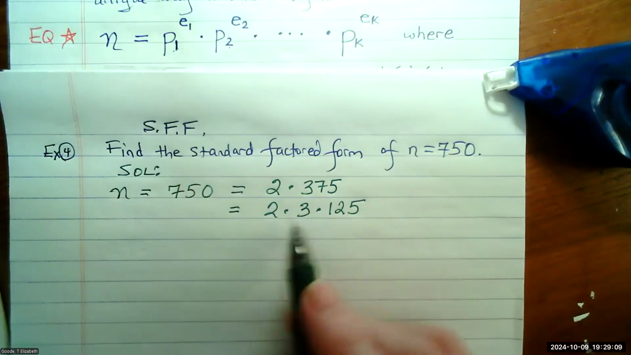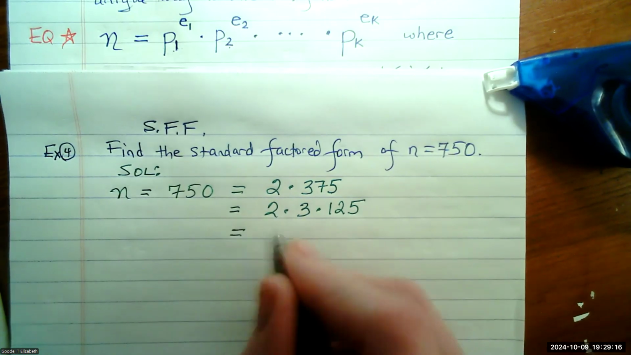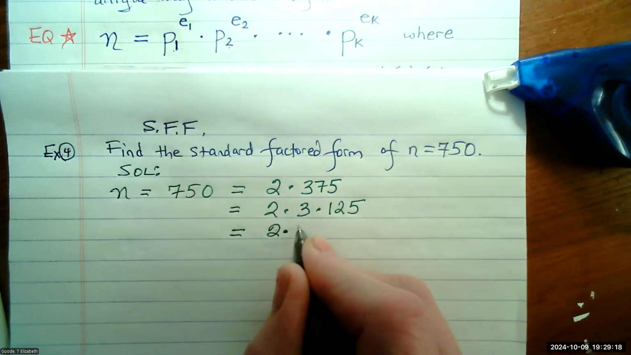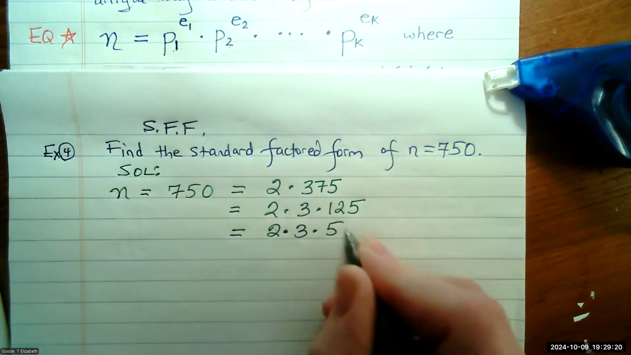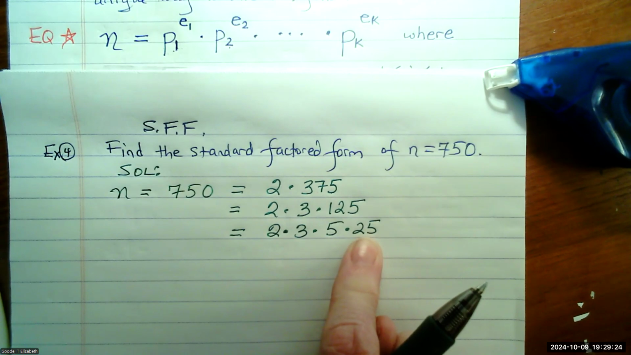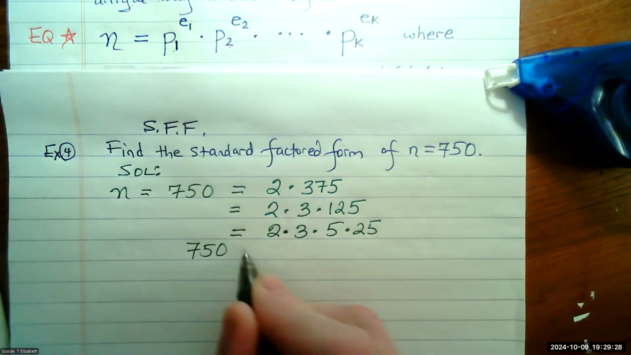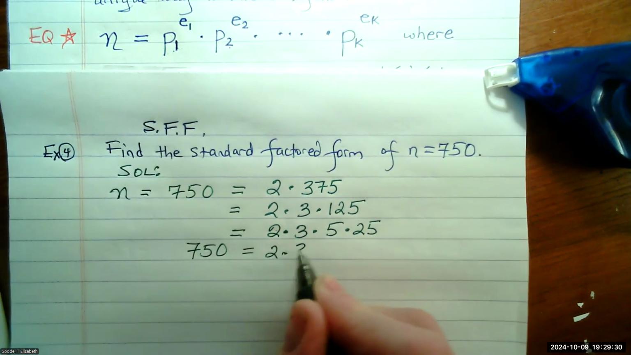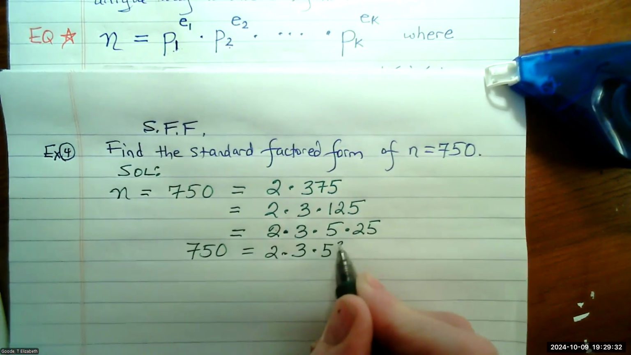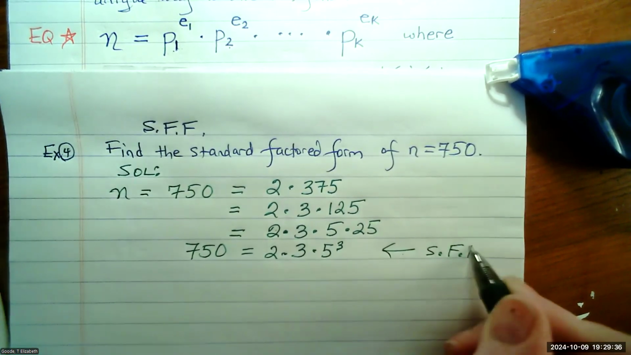Yep. Does 5 divide into 125? Of course, sure. So we've got 2 times 3 times 5 times 25. And of course, we all know that 25 is 5 squared. So all of a sudden, we can see that 750 is 2 times 3 times 5 cubed. This is the standard factored form of 750.